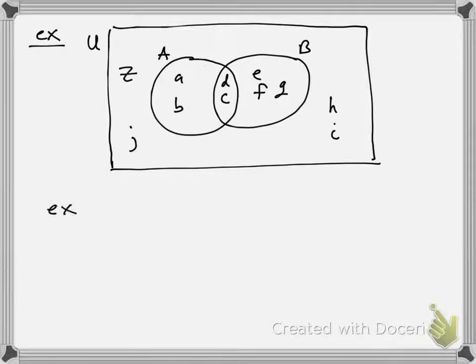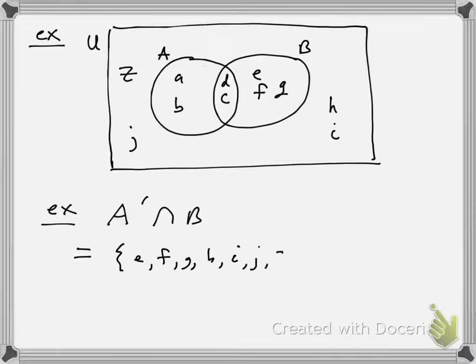So I could go something like A complement intersected with B, well, let's just do that for now. My bad. A complement intersected with B. So let's write that out. So A complement, let's first find that. That'd be all the things outside A, which we just did. E, F, G, H, I, J, and Z. Those are all outside A. I'm going to intersect that with B, which has all the things in the circle B, which includes C and D, right?